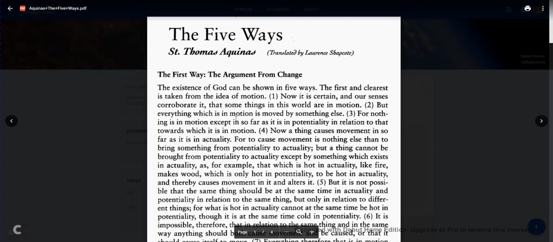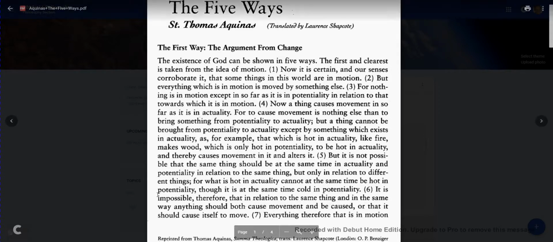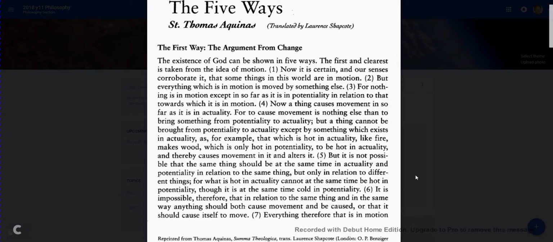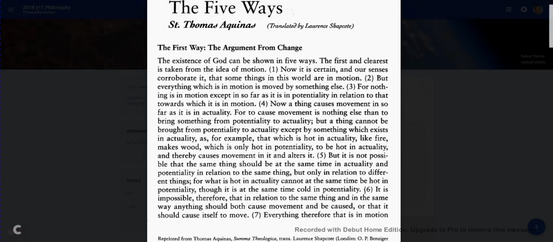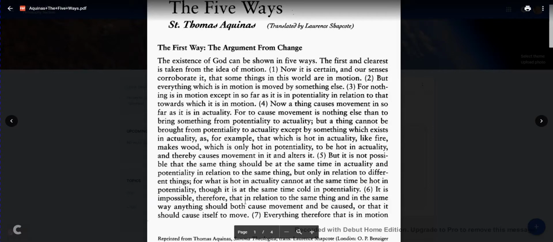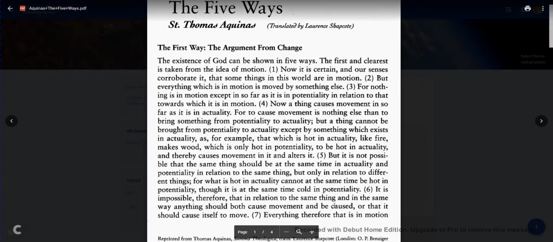Alright, so we go back to the reading, and he says, but it's not possible that the same thing should be at the same time in actuality and potentiality. Can you have wood burning and not burning at the same time? Probably not. But only in relation to different things. For what is hot in actuality cannot at the same time be hot in potentiality, though it is at the same time cold in potentiality. So it can have more than one potential state. That's absolutely fine. Water can be steam or it can be snow. It is impossible, therefore, that in relation to the same thing and in the same way, anything should both cause movement and be caused.